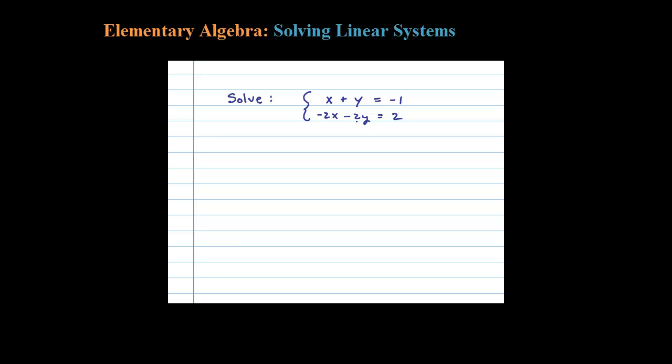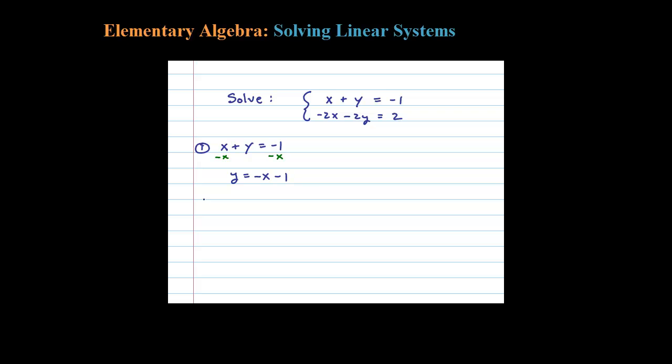Here we're asked to solve this linear system. First thing I'm going to do is put it in slope-intercept form. So the first equation, x plus y equals -1. Solving for y, I would first subtract x, leaving me with y equals -x minus 1. So that's its equivalent in slope-intercept form.